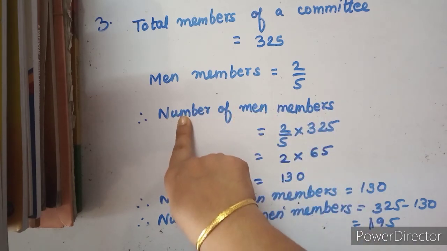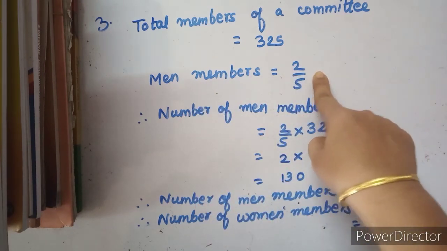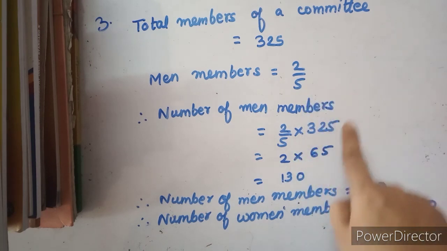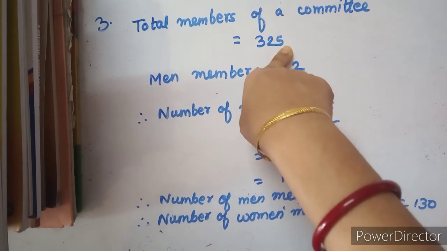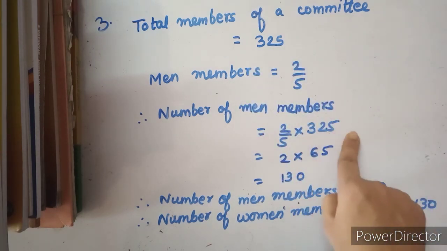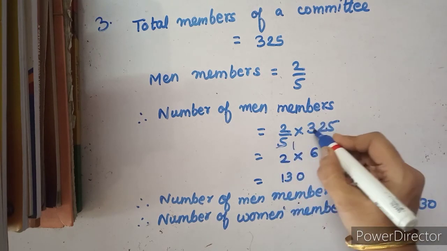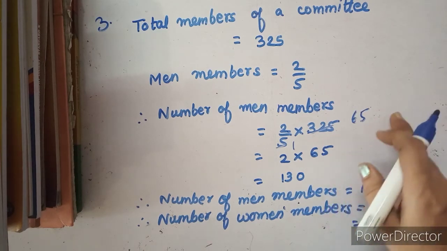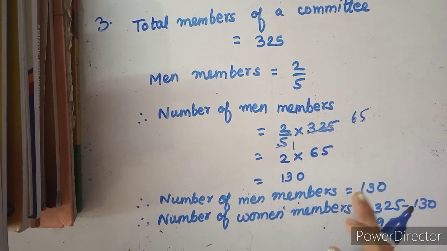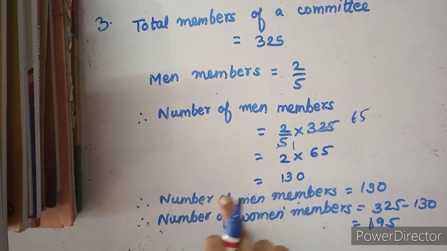So see, to find out the number of men members from this fractional number, what you need to do is you have to write this fractional number and you have to multiply it with the total number of members. Okay, so we have written this. Now what we did is we have to cancel out, that is 5 ones are 5, 5 6 are 30, 5 5s are 25. So you have 2 into 65. Now multiply 2 into 65, it will give you 130. So this becomes your number of men members.